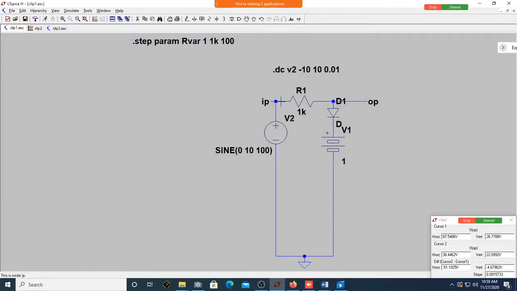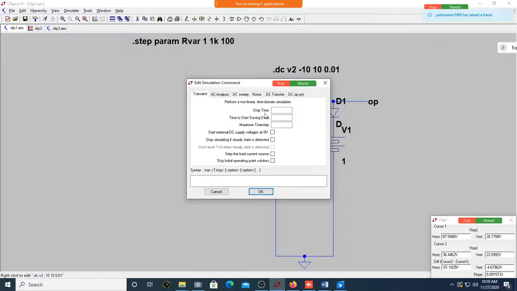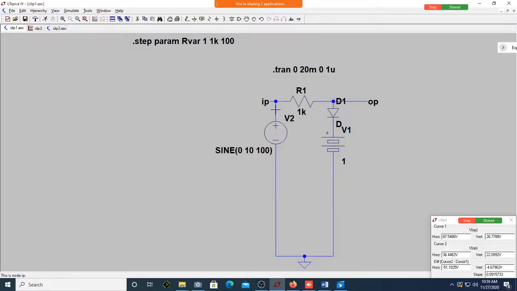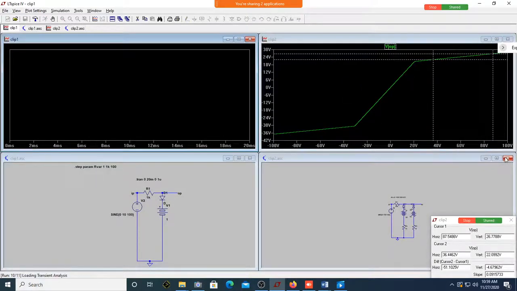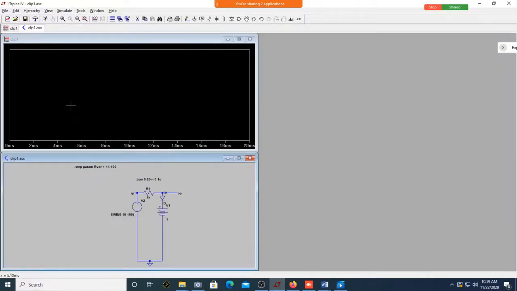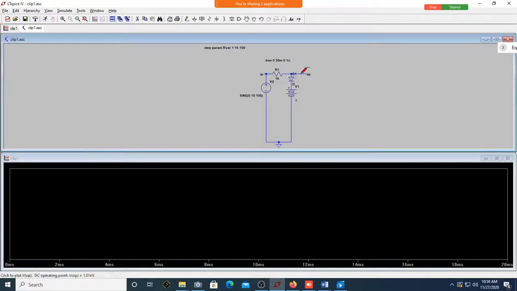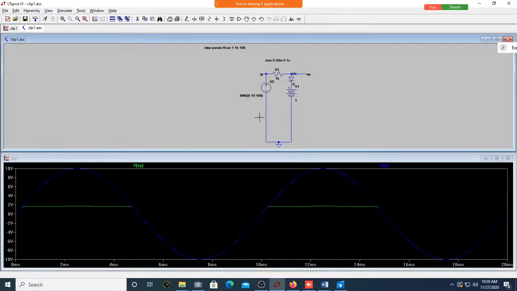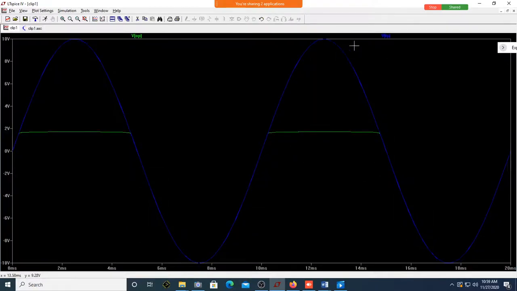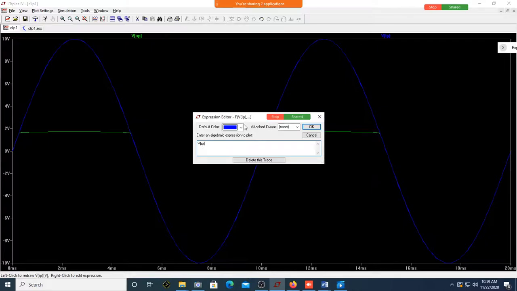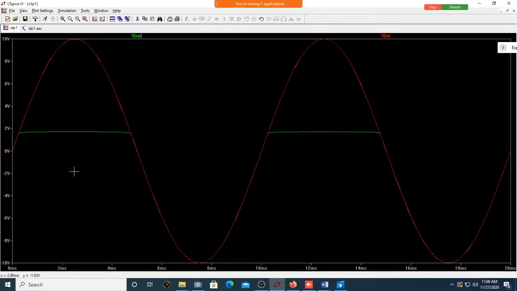Now I'm applying a 10 volt signal. I'm doing a dot DC. Okay, let me not do dot DC. Let me do a transient response. Make it 20 millisecond, 0, 1 micro. Fine. I'm having this. Let me run it. Let me just take out this, it is an older one. Let me just show you this. Let me see the input. Let me change the color of this to red. See now, the input is the red one, the output is green.